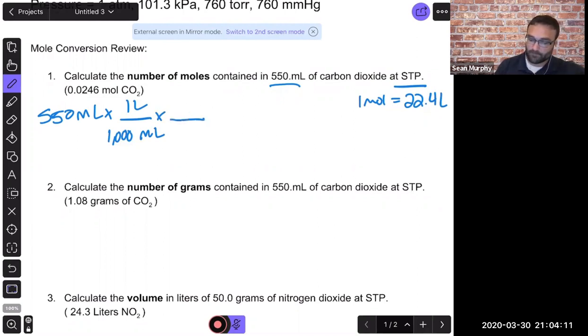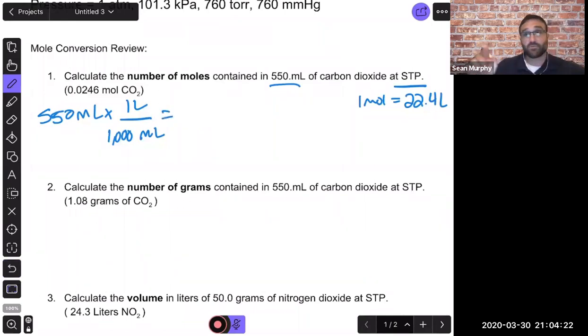All right, so now we got our answer. Let me go backwards a little bit. So now we just move the decimal place. If you're dividing and there are zeros on the bottom, you move the decimal place and it's going to be a small number. So 0.550 liters. And now since liters are on top, where do they go next? Well, they're going to go on the bottom.